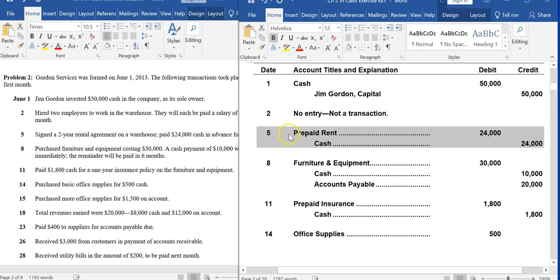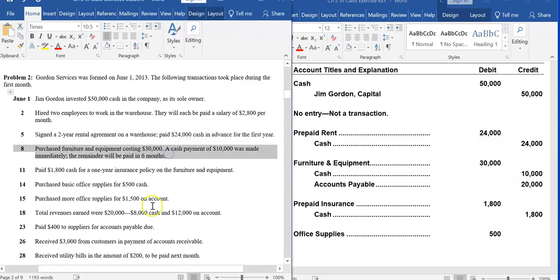What we are doing is using cash, which is an asset, to create a new asset. That new asset is prepaid rent. We now have more prepaid rent. We are going to increase our asset to reflect the fact that we now have more prepaid rent asset available to us. To increase an asset, we debit it. So we are debiting prepaid rent, $24,000. We used cash to obtain the prepaid rent asset. Thus, cash is decreasing. Cash is an asset. To decrease cash, we will credit it.